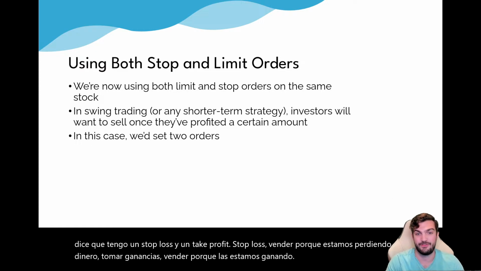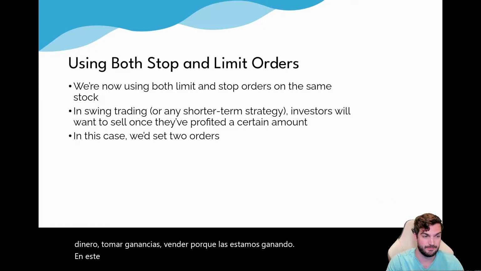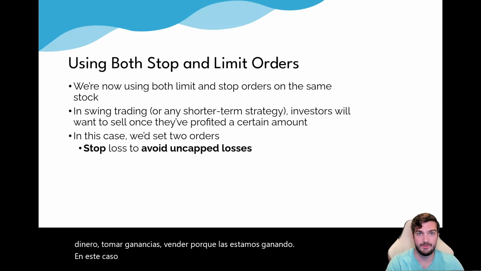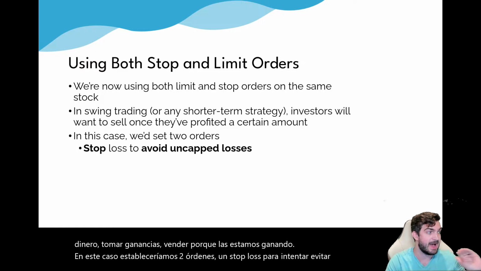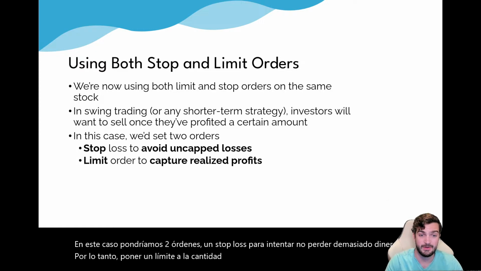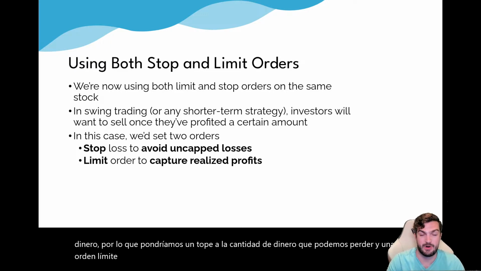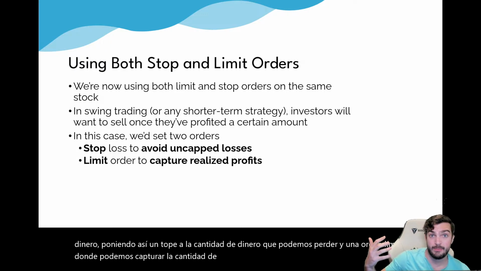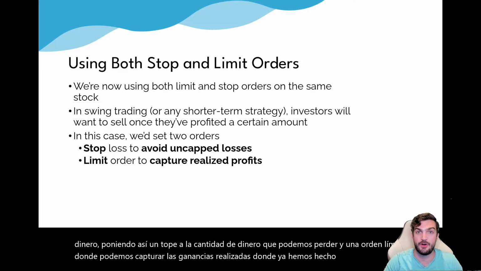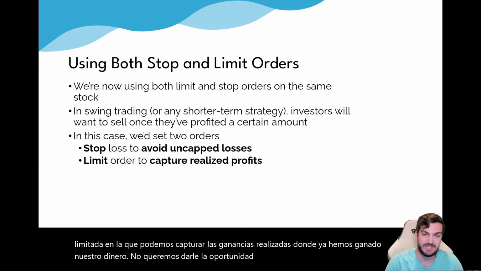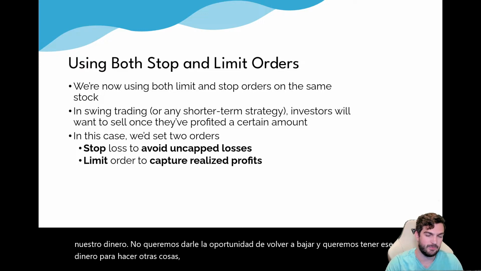In this case, we would set two orders. A stop loss to try and avoid losing too much money, so putting a cap on how much money we can lose, and a limit order where we can capture realized profits, where we've already made our money, we don't want to give it the chance to go back down, and we want to have that cash to do other stuff. So we've made our profit and we sell out and take that profit.